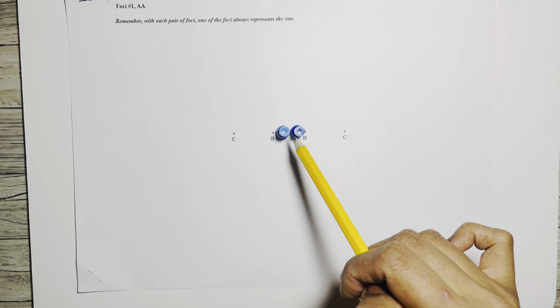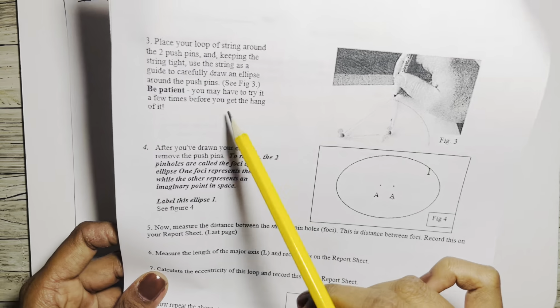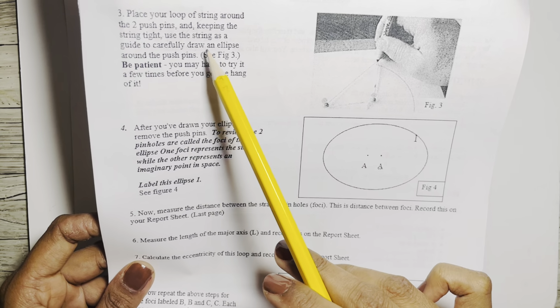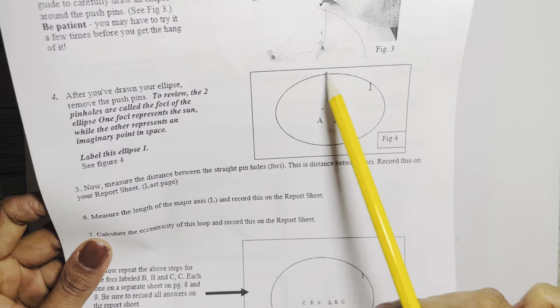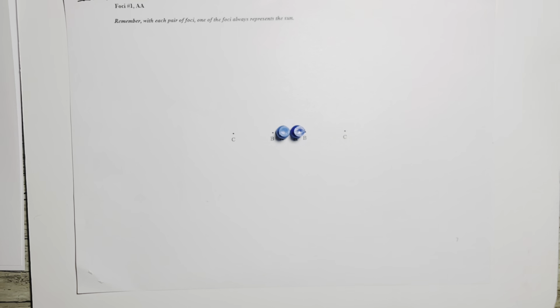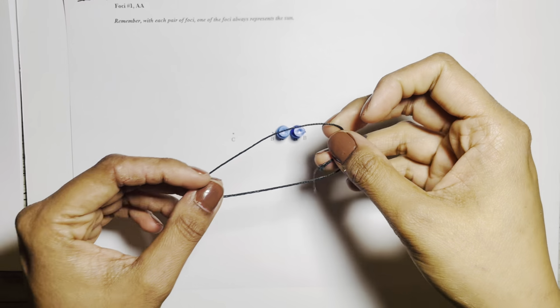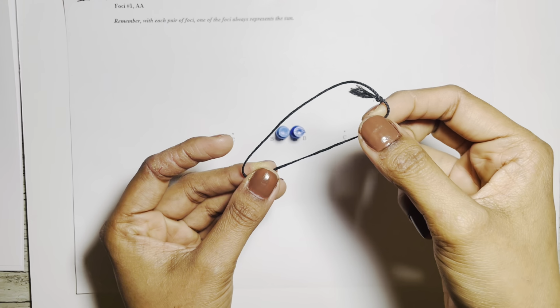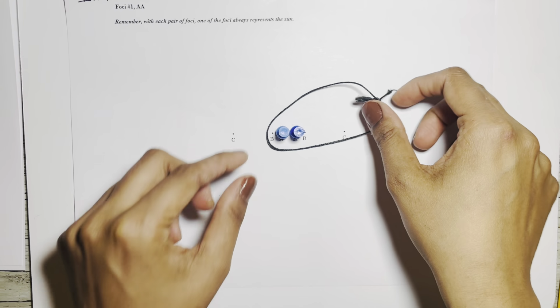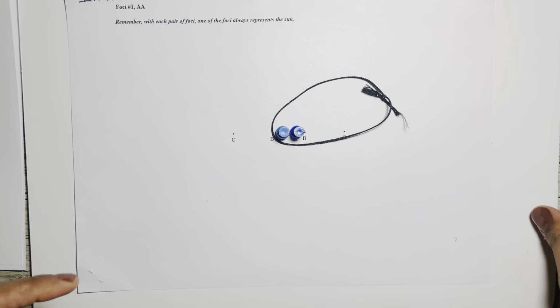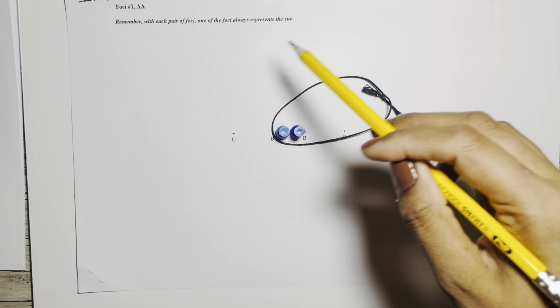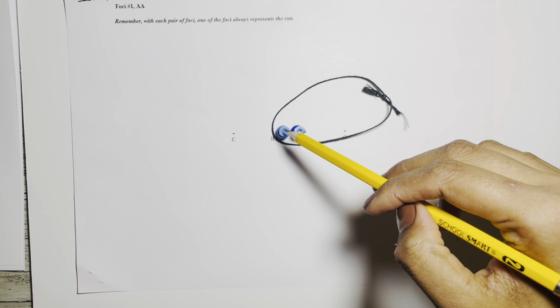Now that I have my foci and I look back over here, it says to place a loop of string around it, keep the string tight, and then make an orbit or ellipse. So grab your string. You should be provided this as well, and make sure this loop of the string is away from your thumbtacks or push pins. And I'm going to place the string around my push pins. What I'm trying to do is create an ellipse around my 2 foci to see how elliptical it will be.